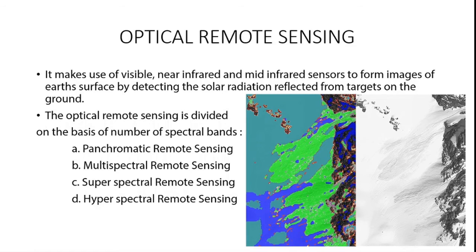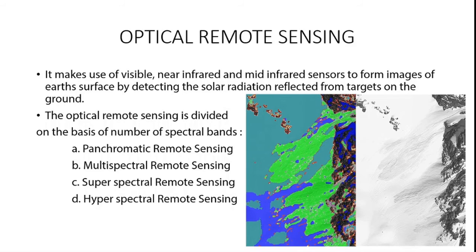Optical remote sensing makes use of visible, near infrared and mid infrared sensors to form images of Earth's surface by detecting the solar radiations reflected from targets on the ground. Different materials reflect and absorb differently at different wavelengths. Thus, the targets can be differentiated by their spectral reflectance signature.